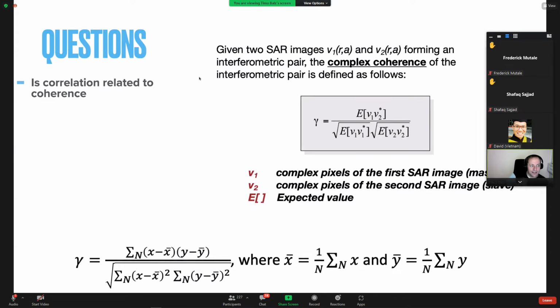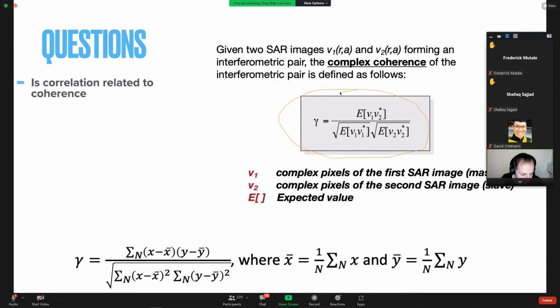All right, the next question is a very good one, although we didn't really go there yet with coherence, but it doesn't matter. Is correlation related to coherence? And the answer is yes. I put here the two equations, a little bit unsorted, I just copied them in. So down here would be the correlation, the way we calculate the correlation, and that here is the coherence.